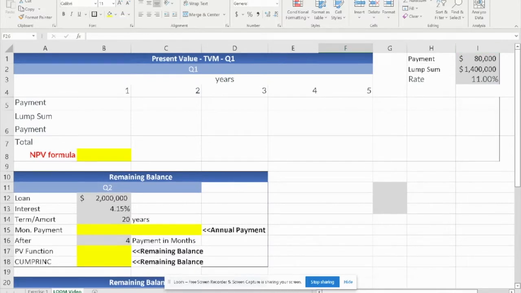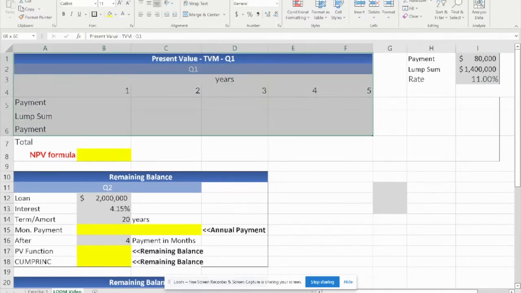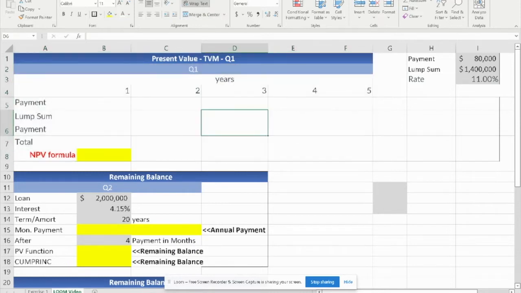What you want to do is set up your spreadsheet with the present value, or this table you see here, where payments will be lined up in this row, in the years, the lump sum payment, and your total. And then you're going to have to put another row for where you're going to want your answers to be calculated.